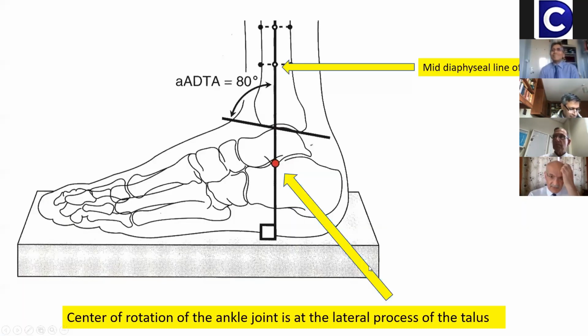When you analyze the deformities of the foot and the ankle, and you want to draw the axis, you have to draw the mid-diaphyseal line of the tibia, as you see here.